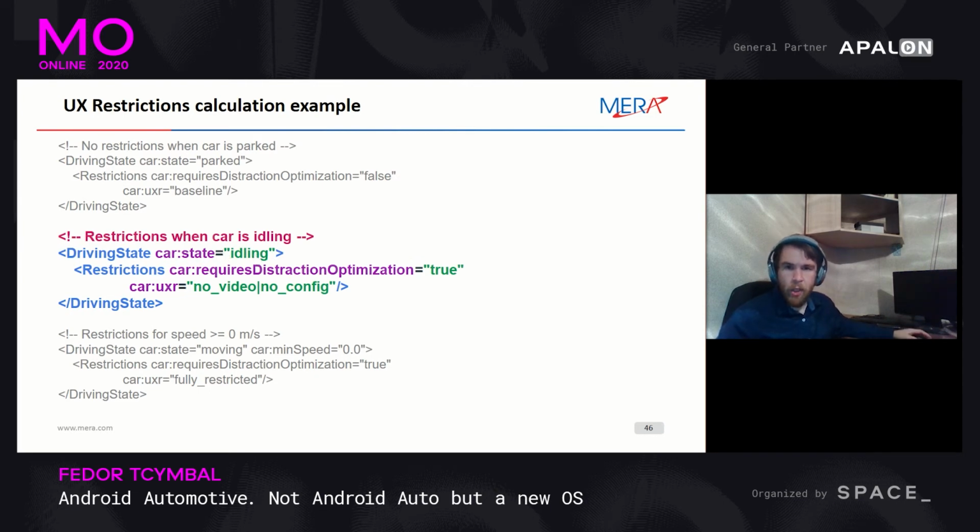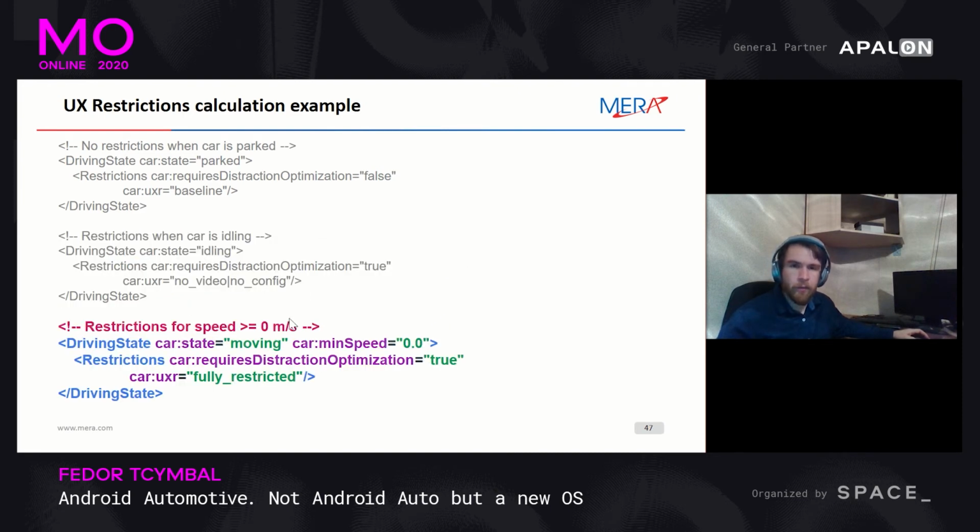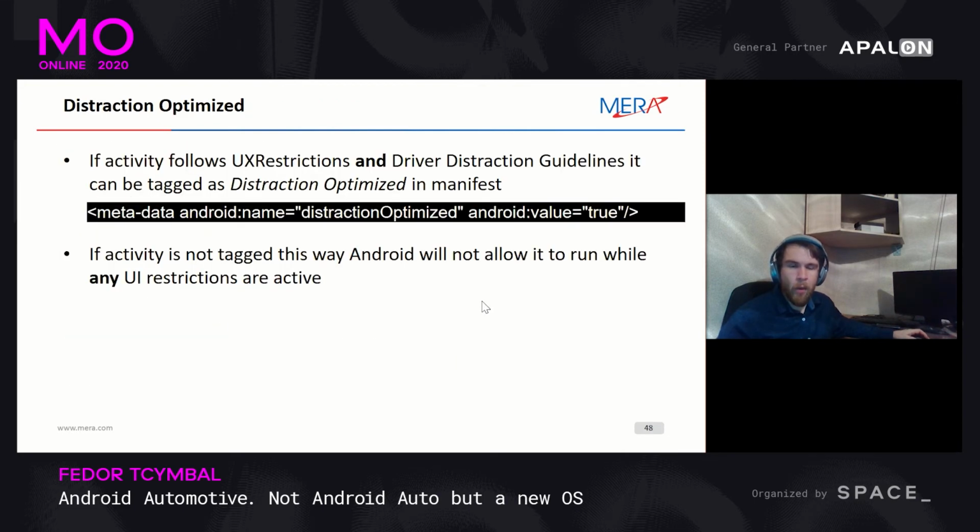Okay, fully restricted. All the restrictions are applicable. Now, at this point, your app or any app will actually be checked by the system. If the activity is in the foreground and running, it needs to have a flag called distraction optimized in the manifest. So as a developer, for every activity in your app, you need to put it if you want to run it on automotive. If you do not tag your activity with this flag, Android will basically kill it as soon as any restriction becomes active.